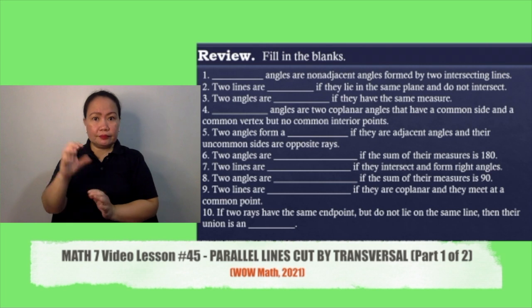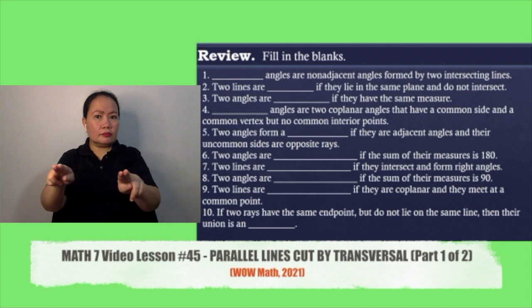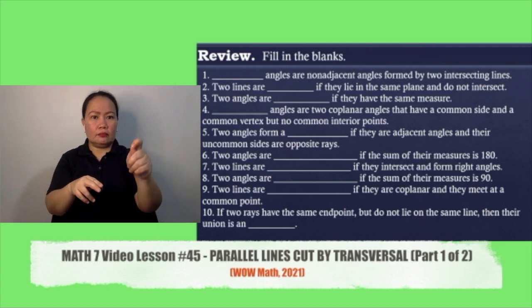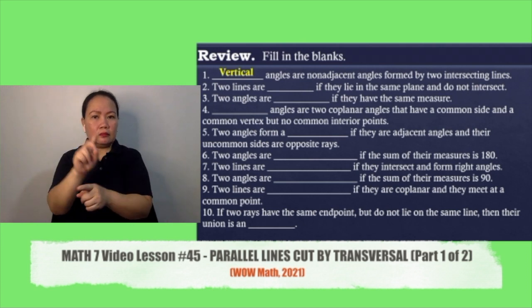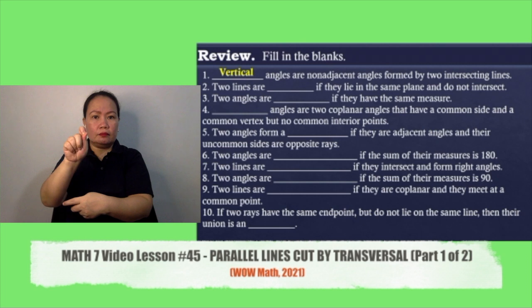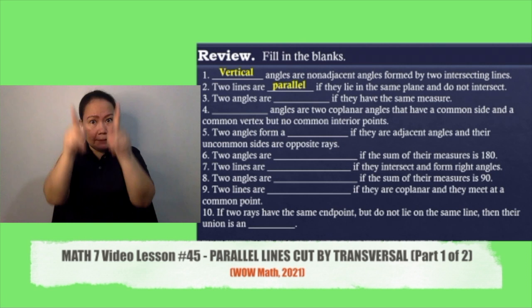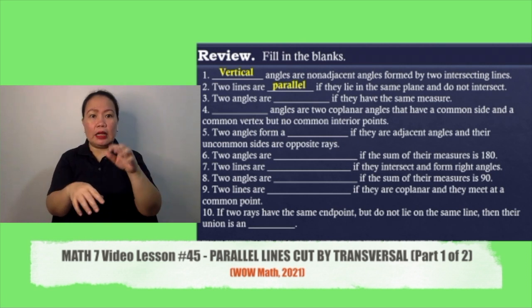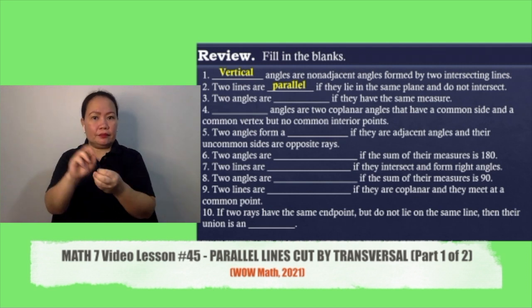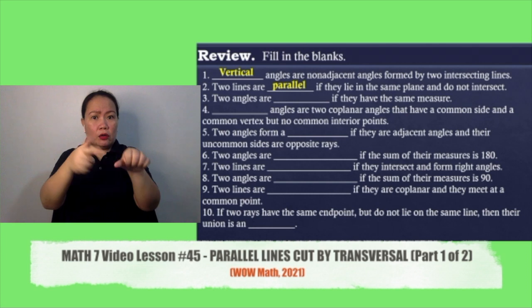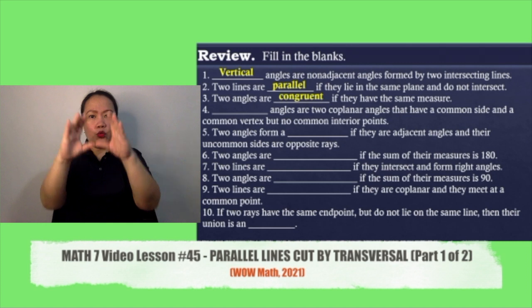Okay, so let's check. So number 1, what do we call those angles that are non-adjacent formed by two intersecting lines? So ano yung tawag natin doon? So those are vertical angles. Now, if two lines are lying on the same plane and they do not intersect, so ito ay nabanggit natin sa previous video, those are what we call parallel lines. Now, what do you call those angles with the same measure? So, anong tawag natin doon kapag yung dalawang angles natin ay pareho ang measure? That is what we call congruent. Ibig sabihin, pareho ang sukat.